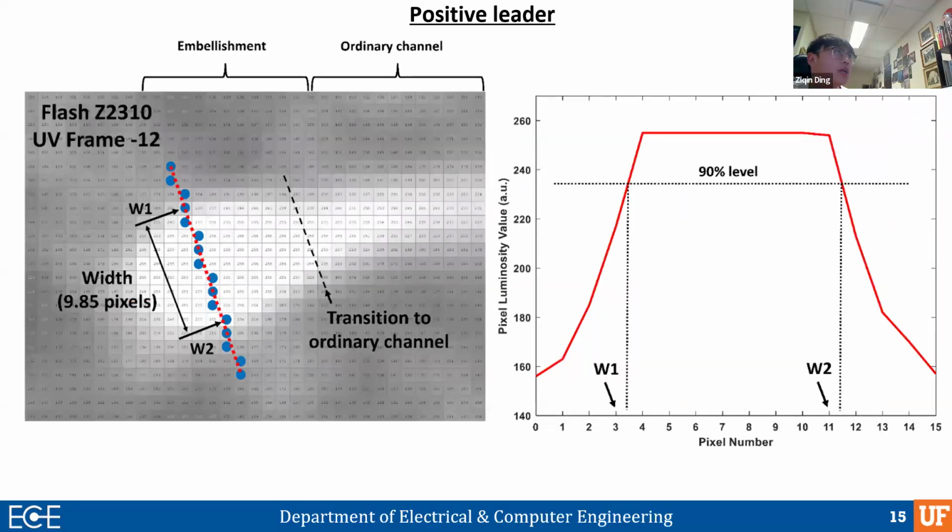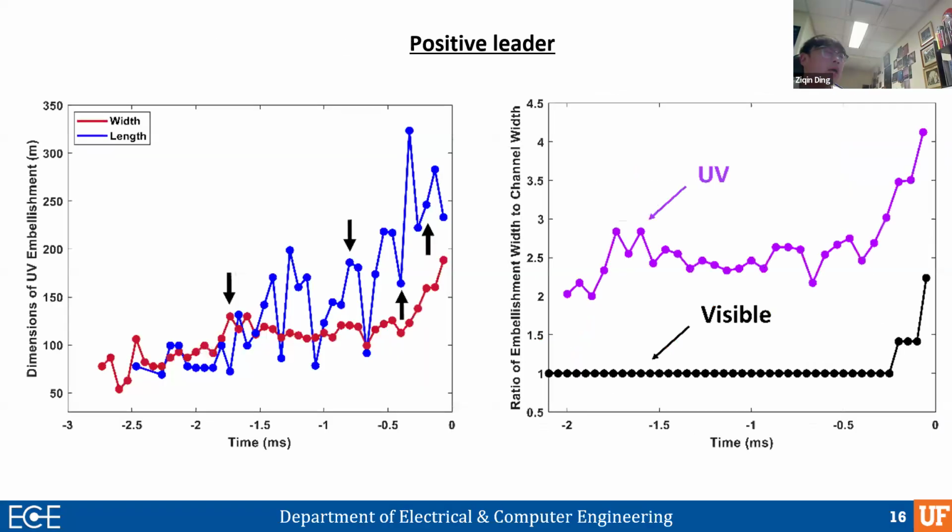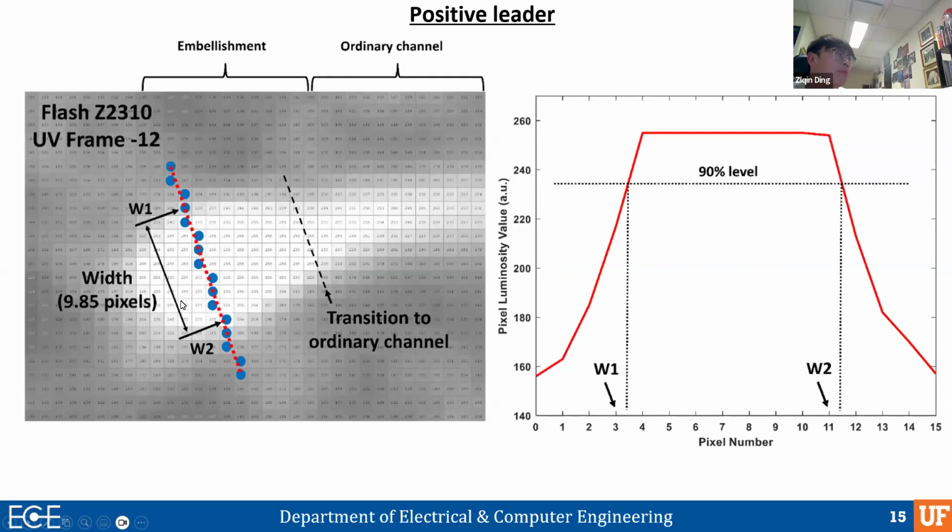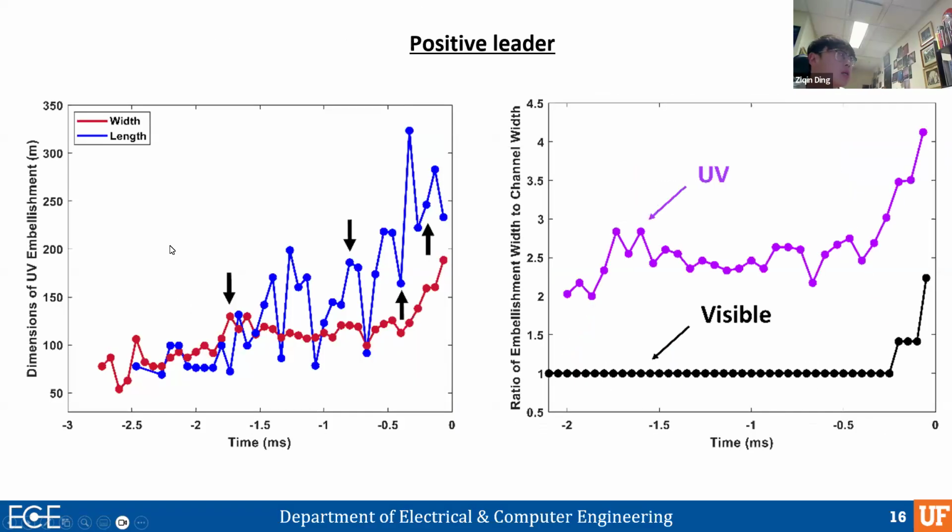We take a look at the UV embellishment in front of the positive leader in regard to its width and length. Here is how we calculate at the 90% luminosity level of that embellishment, and for all the frames we calculate the width and length variations as a function of time. Here are the two dimensions. The first, in red, is the width of what I just showed here, and the length is perpendicular to the width of that embellishment.